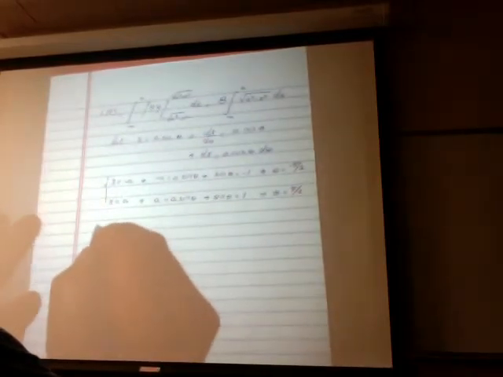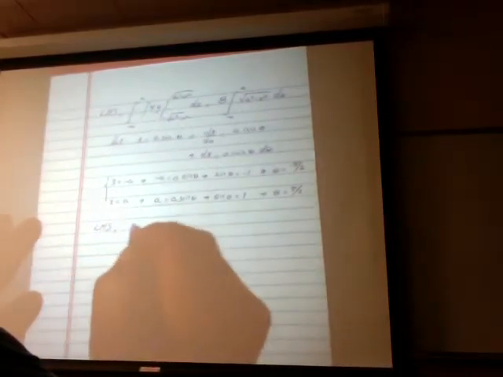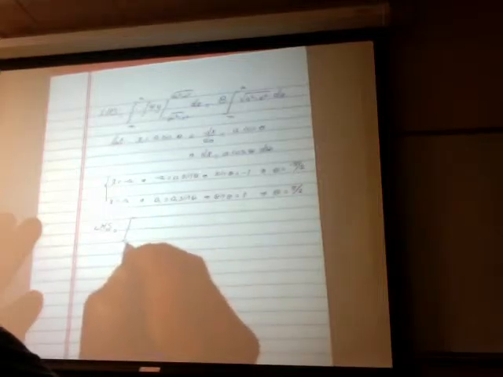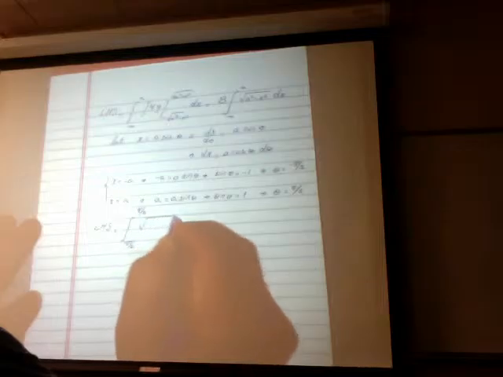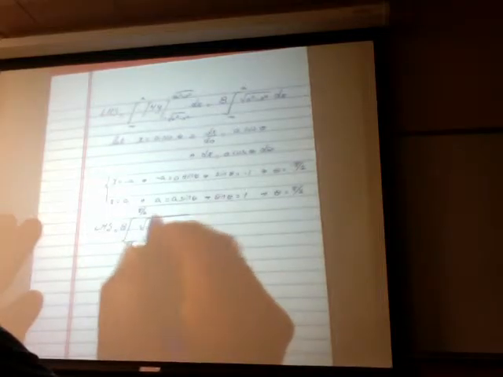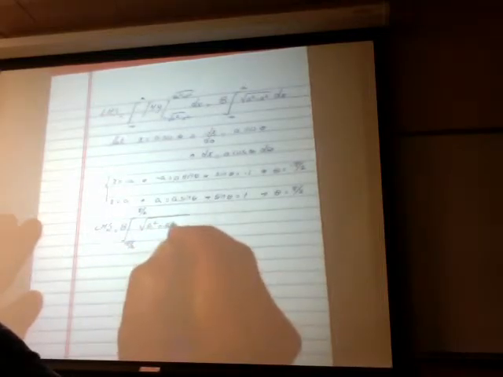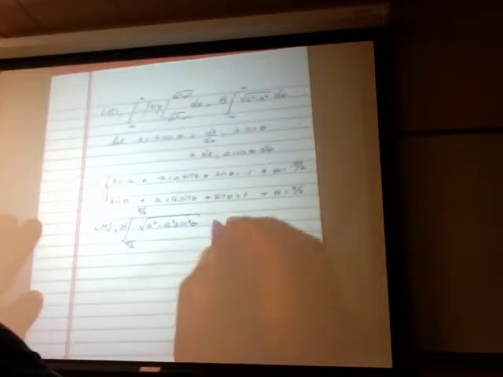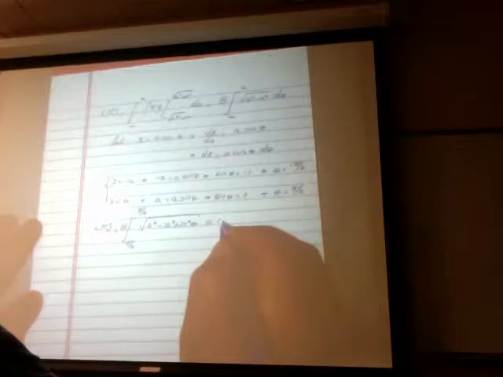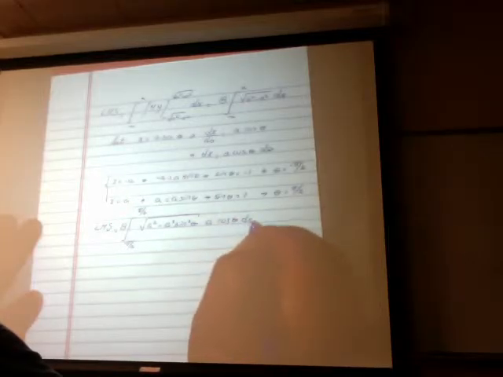So this integral on the left-hand side is an integral between minus pi half to pi half of, well, a times the square root of a square minus a square sine square of theta, times a times the cosine of theta d theta.